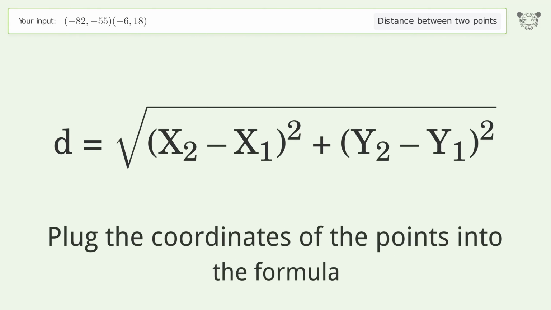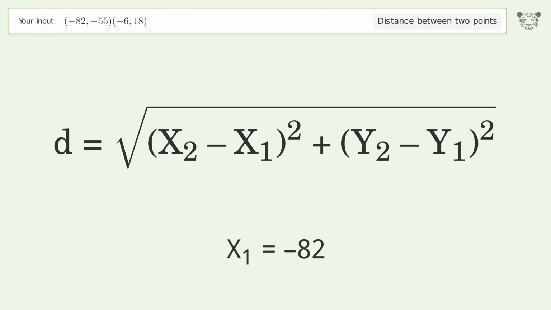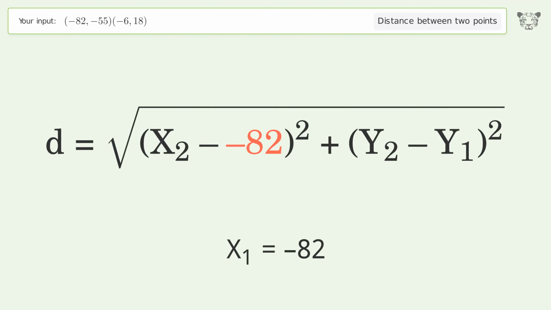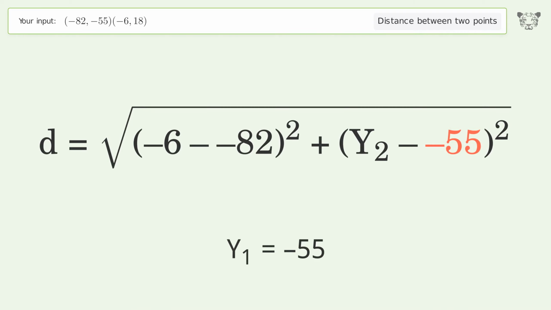Plug the coordinates of the points into the formula. x1 equals -82. x2 equals -6. y1 equals -55. y2 equals 18.